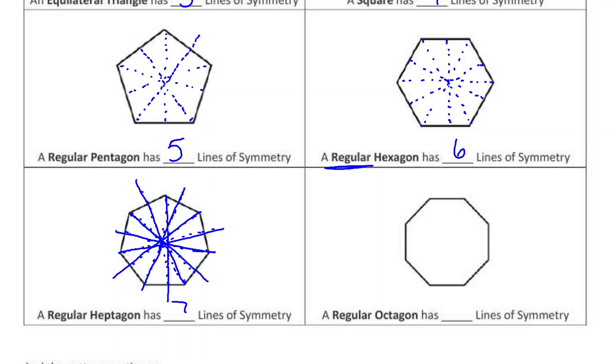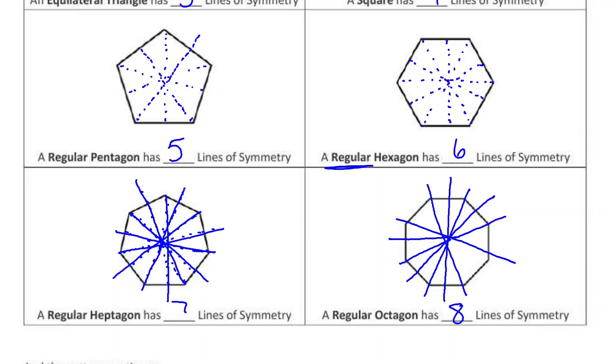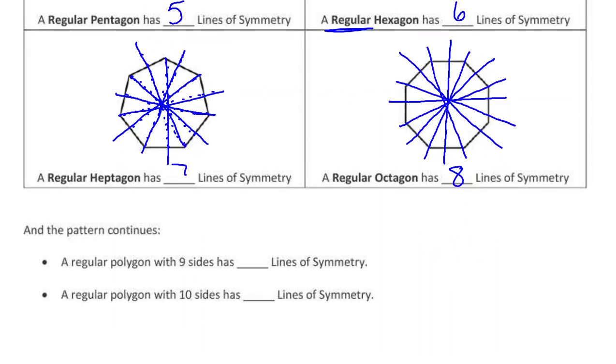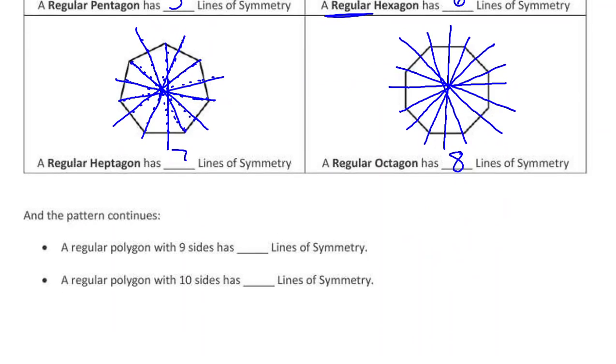And then an octagon's going to have 8. So, let's see. 1, 2, 3, 4. I can connect all the points, and then I can also connect all the empty spaces. 5, 6, 7, 8. Okay. And then just to try it, if the pattern continues, a regular polygon with 9 sides will have 9 lines of symmetry, and a regular polygon with 10 sides will have 10 lines of symmetry.